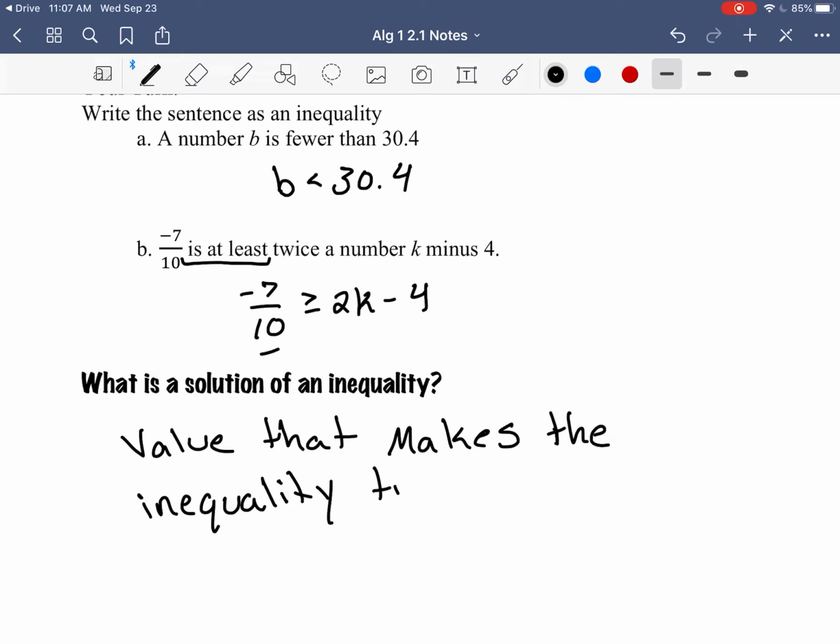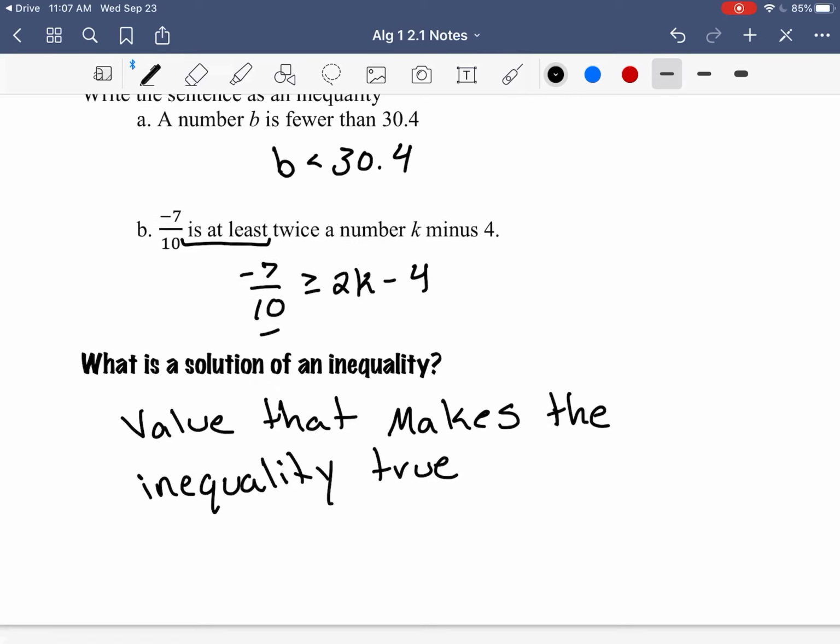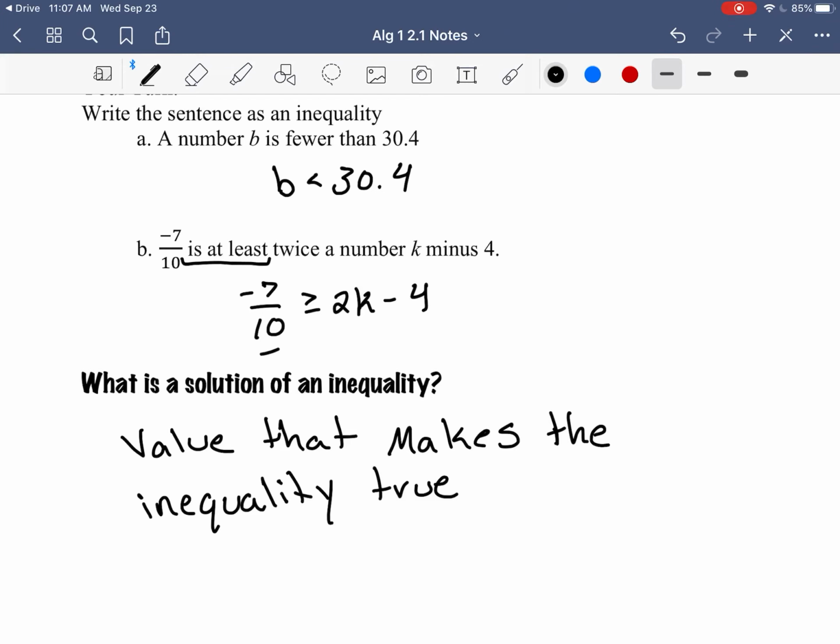And unlike equalities that normally had one single solution, an inequality can have lots of different solutions. For example, if we have x plus 5 has to be greater than or equal to negative 2. Possible solutions: 0. 0 will work because 0 plus 5, is that greater than or equal to negative 2? Yep, that works. So there's one solution.